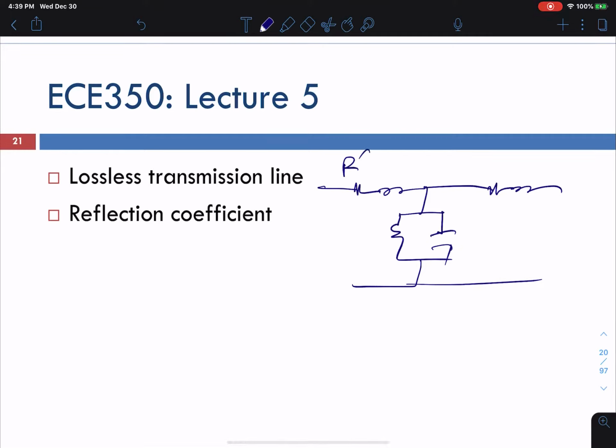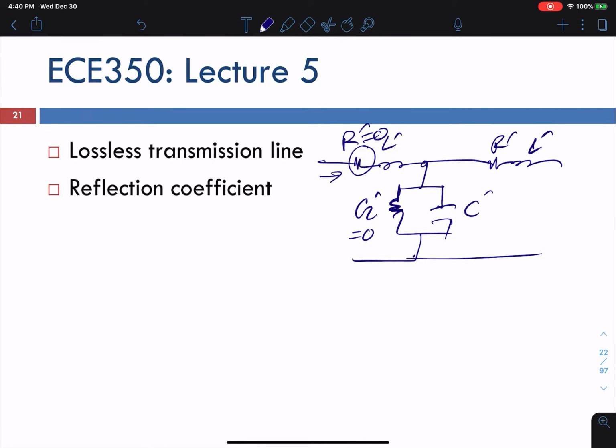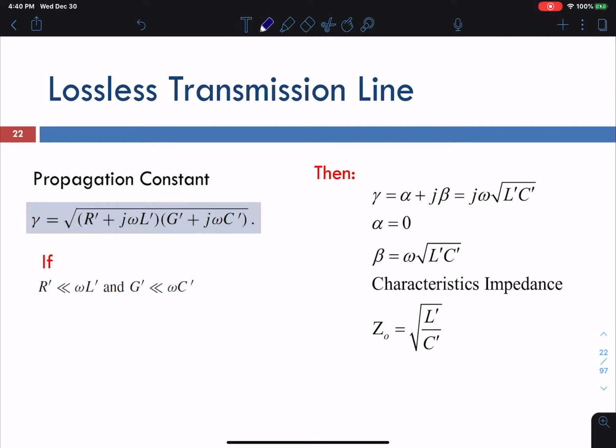So this is the R prime here, L prime here, and R prime, L prime here. This is again G prime here and C prime here. So lossless means there should not be any loss for the signal going through it. That means there should not be any R, and also there should not be any conduction between these two sections of the line. That means your G should also be zero. So lossless means that your R prime and G prime should be zero. And also you have seen the propagation constant, this equation over here.